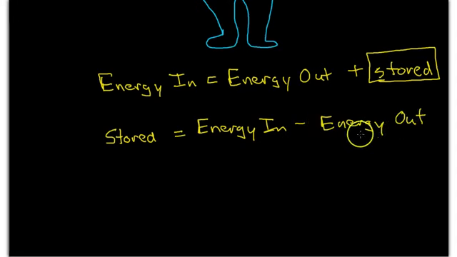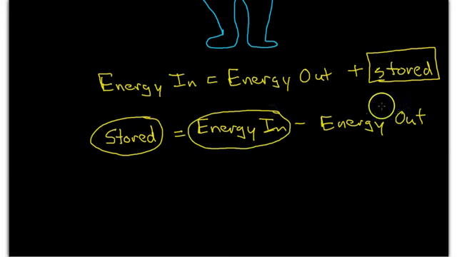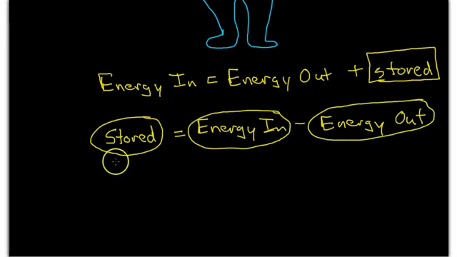Simple formula, but it's really important to understand the underlying concept of where the stored energy is coming from. Basically what this is saying is the amount of fat that we have in our body is a consequence of the difference between energy that we take in and energy that we remove. And we remove it in various ways, and we're going to talk about that in a few minutes.